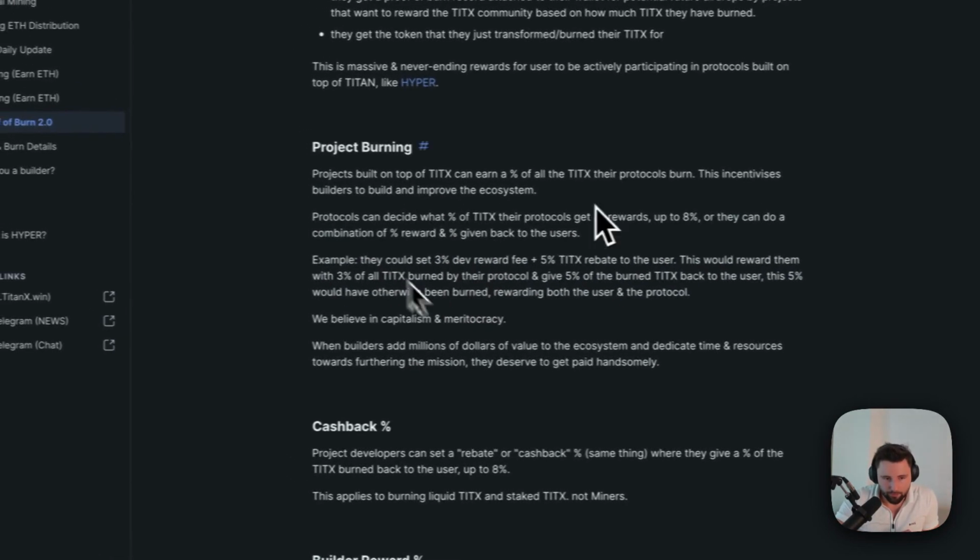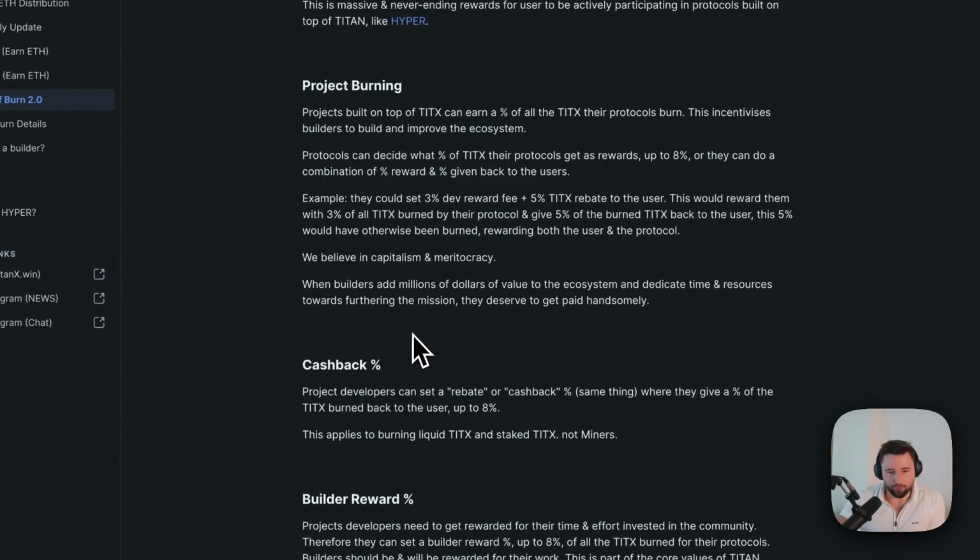Okay, so read this. Then you also have a cashback percentage. So protocol developers or project developers can set a rebate or cashback percentage, which is the same thing, where they give a percentage of the Titan X burned back to the users, up to 8%. So for example, if you have 100 billion Titan and you burn it for a project, the project could set, for example, a 4% rebate and a 4% developer reward, right? So out of that 100 billion burned, 4% will be given back to you, 4 billion Titan X in this example, and 4% will go to the developer for thanking them for developing an amazing project on top of Titan X, right? They should get rewarded.